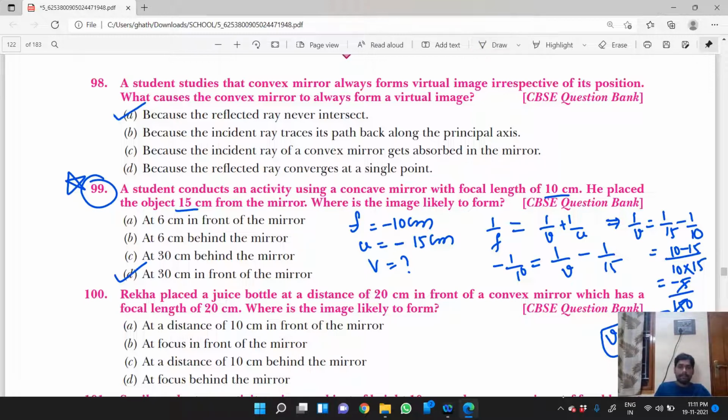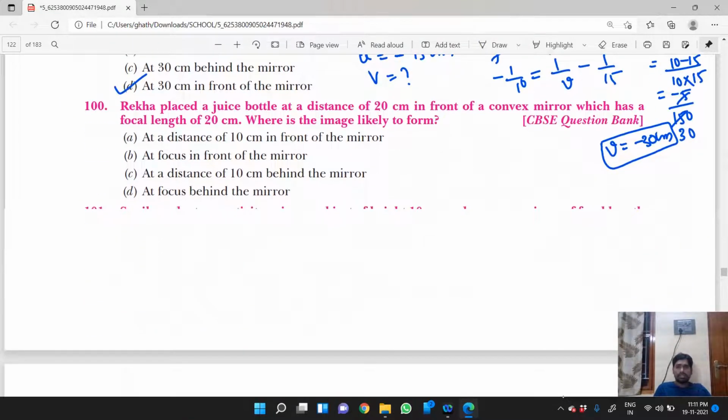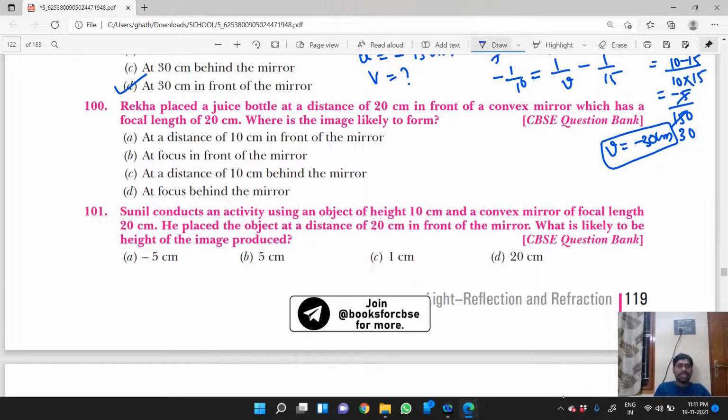Next, there is one more similar question. Rekha placed a juice bottle at a distance of 20 centimeters in front of a convex mirror. The juice bottle behaves like an object, so u is equal to minus 20 centimeters. The focal length of a convex mirror is positive because the rays appear to meet on the right side of the principal axis, right side of the pole. So it is plus 20.